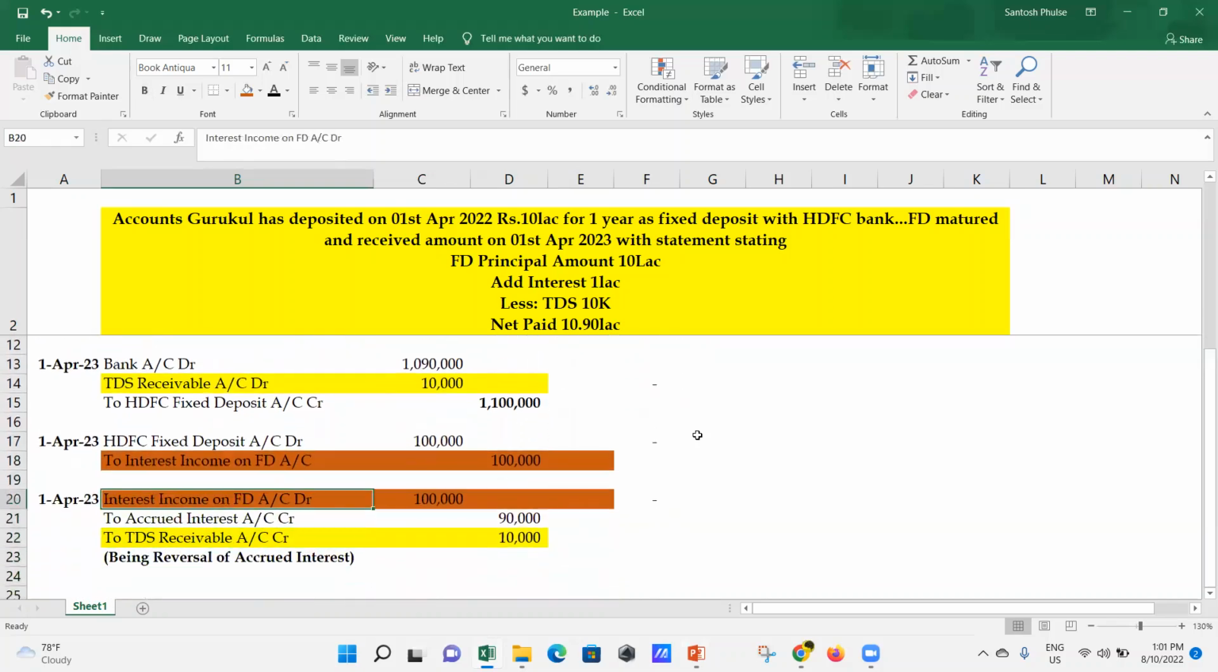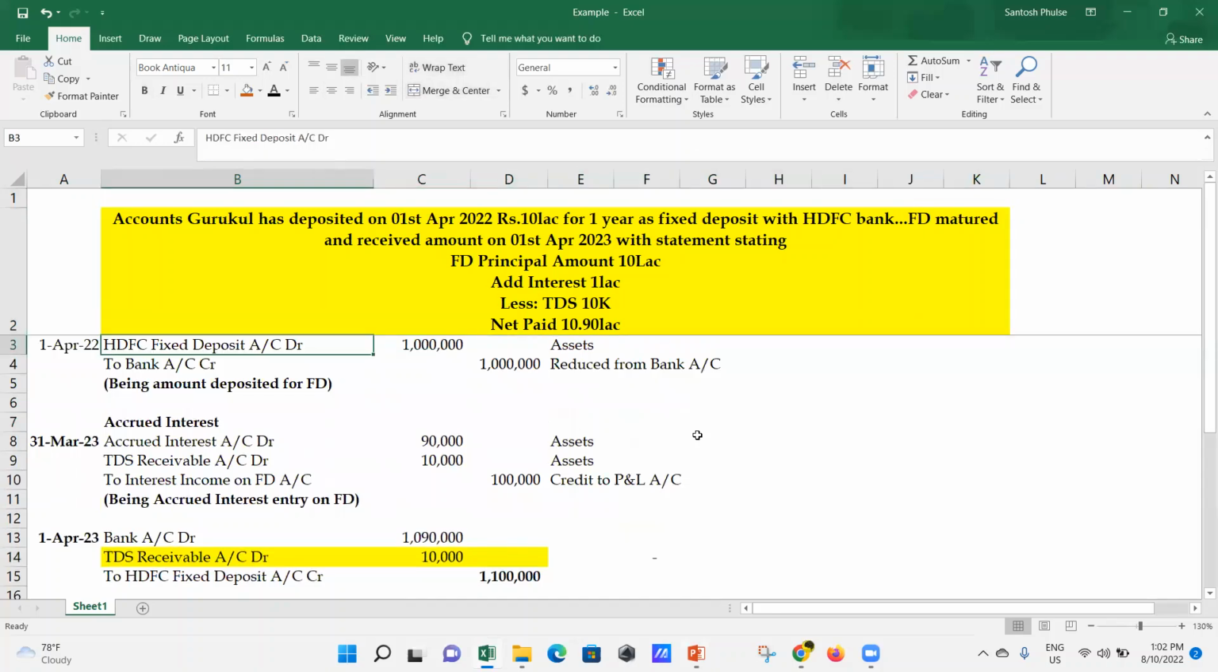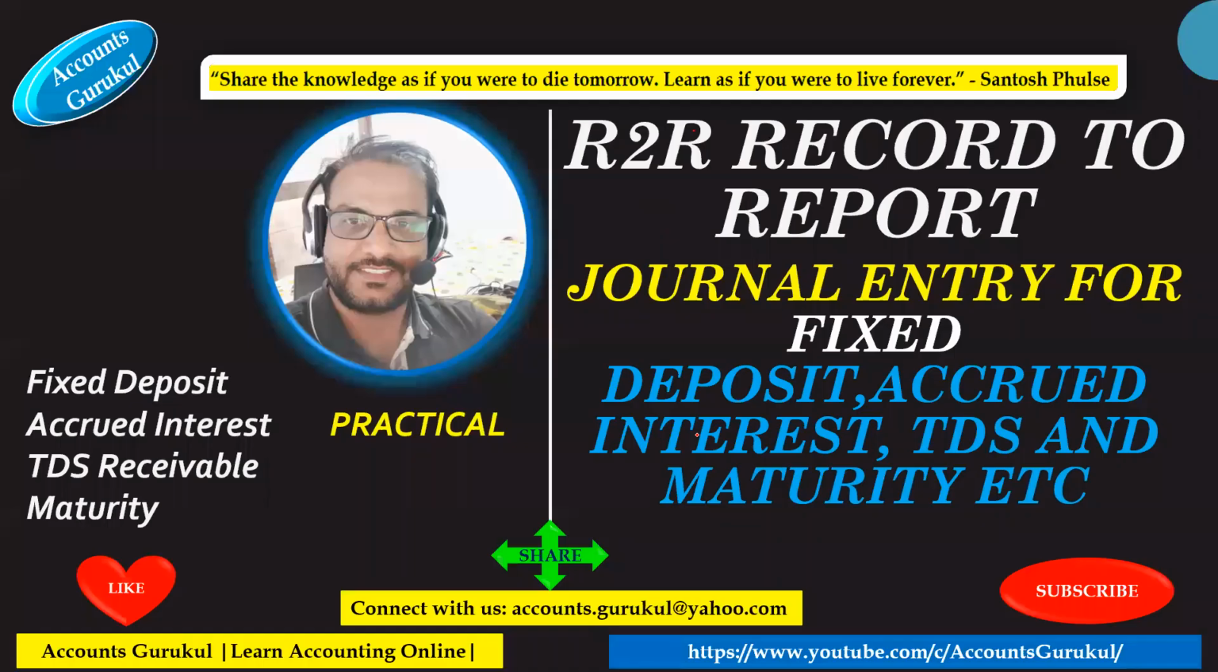And then we have to do the reversal of our earlier entry that we posted when we were closing our financial year. So this way, you have to take the impact of interest entry, accrued interest entry related to the fixed deposit. So that's all from this video.